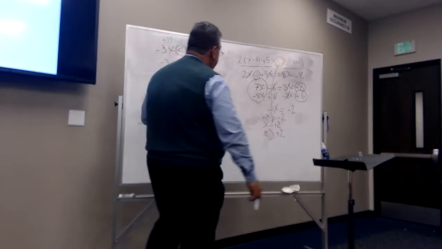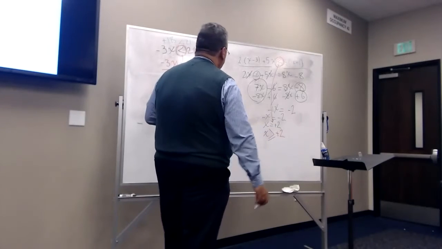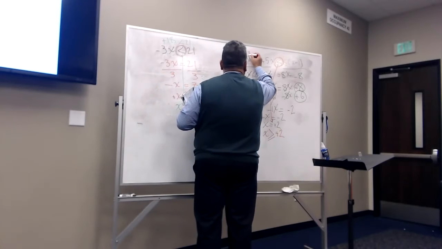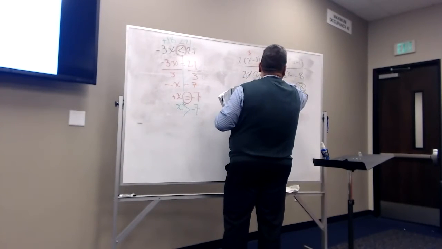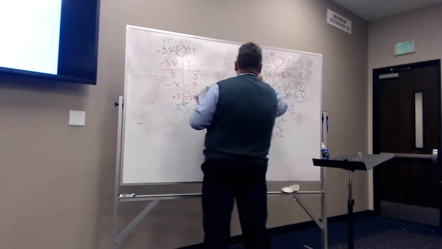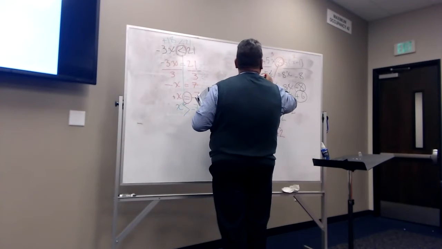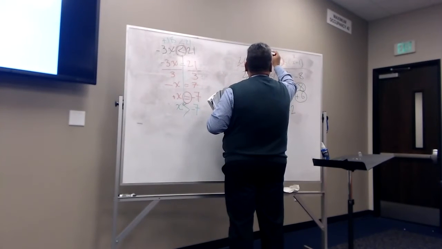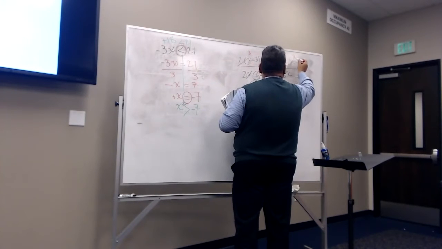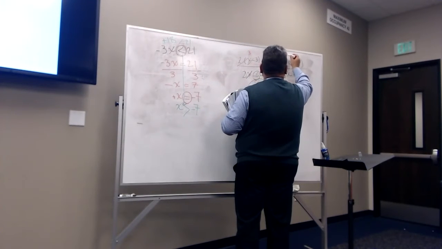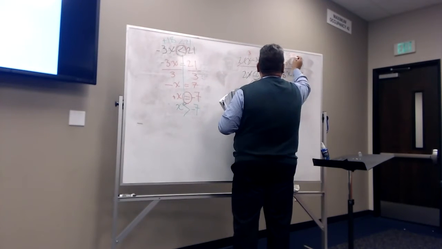Let's take 3. If x is 3, I have 3 minus 3, 0, so this part becomes 0. 5 times 3 is 15. I have 3 minus 1, 2 times 8, 16. 15 is less than 16.